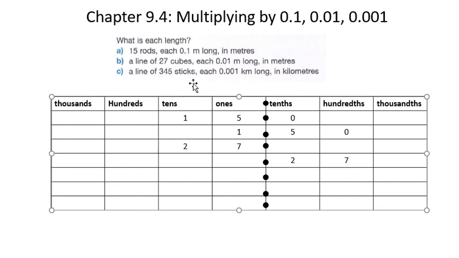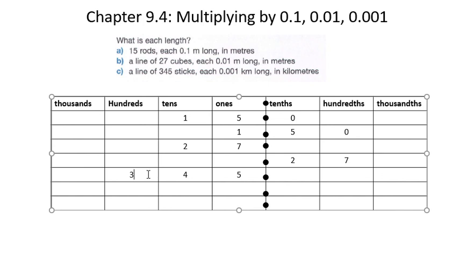345 sticks, and each stick is 0.001 kilometers long, and we want our answers in kilometers. So let's rewrite our 345 sticks as 3 hundreds, 4 tens, and 5 ones. But now we're multiplying it by 0.001. In other words, 1,000th. So we're going to multiply by 0.001.